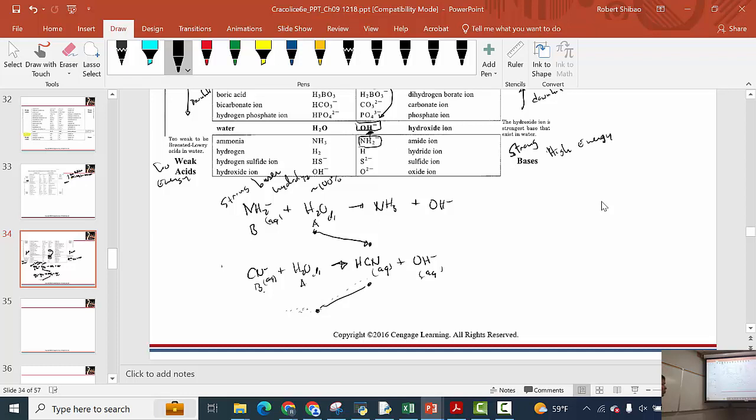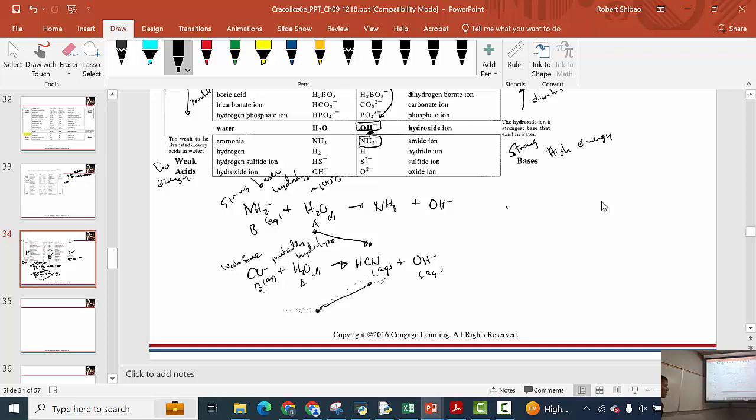And so this is a weak base. Weak bases do what? They partially hydrolyze. Strong bases hydrolyze 100%. Weak bases partially hydrolyze, because not all the bicyclists are going to make it to the top of the hill. Just some fraction of the bicyclists will make it.